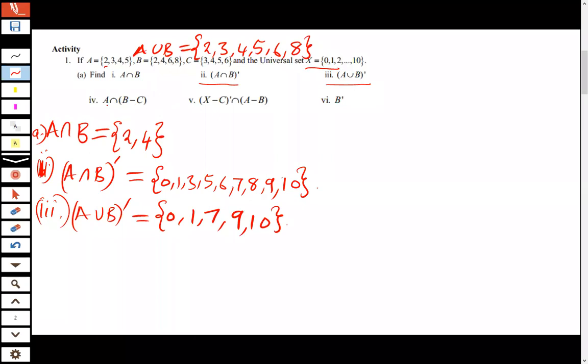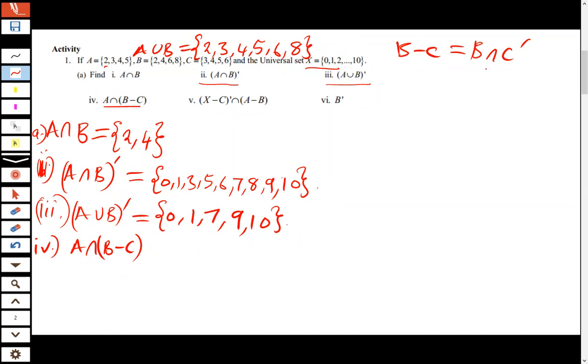So we move on to this part. This part first has to be simplified. We can simplify it before we start solving it. So part 4, this is A intersection (B minus C). But we know that B minus C is simply B intersection C complement. So for B intersection C complement, we can first start by finding the complement part, and then we find the intersection between the answer that we find and B.